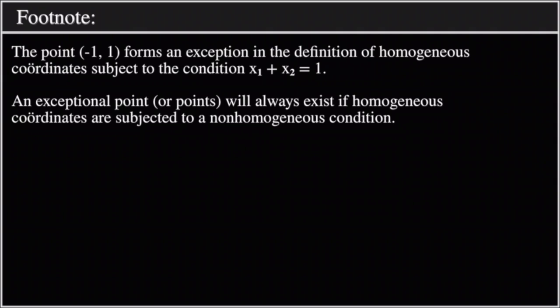Footnote: the point minus 1, 1 forms an exception in the definition of homogeneous coordinates subject to the condition x1 plus x2 is equal to 1. An exceptional point or points will always exist if homogeneous coordinates are subjected to a non-homogeneous condition.